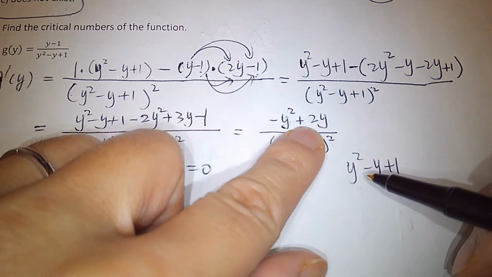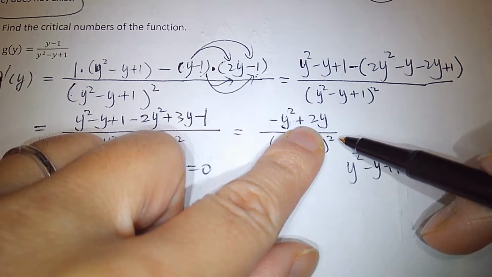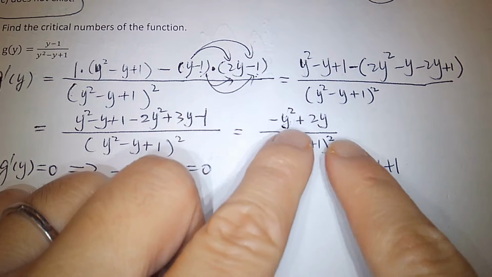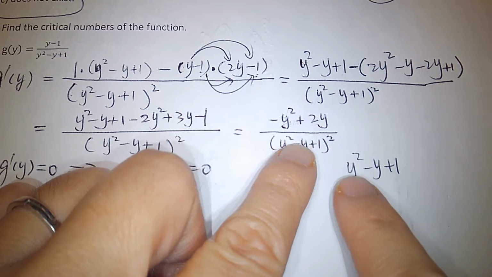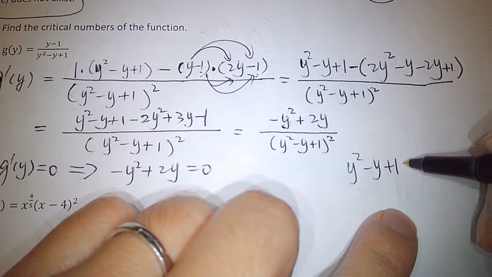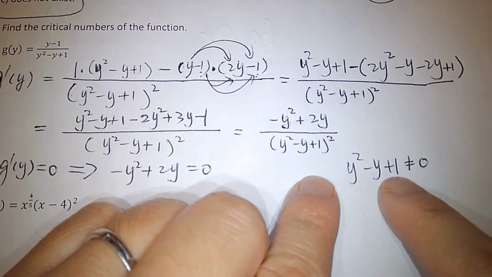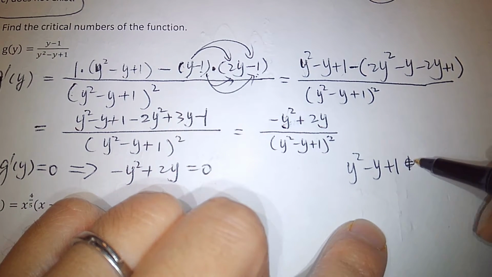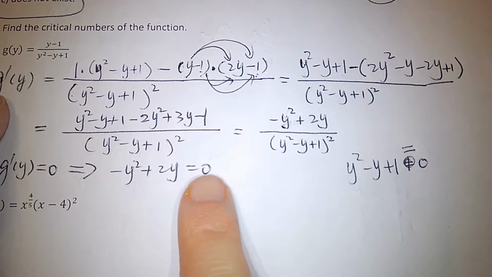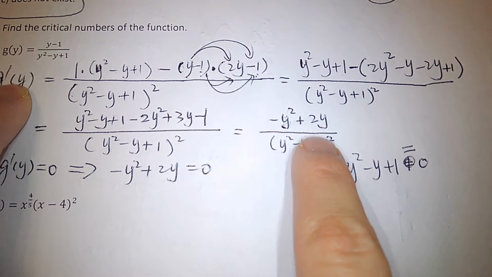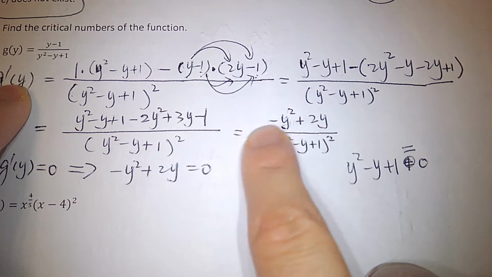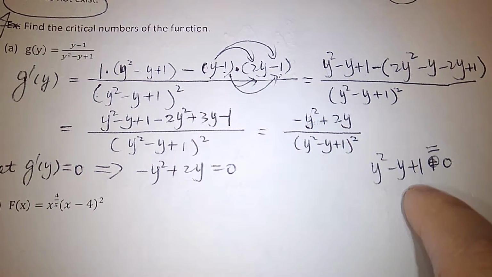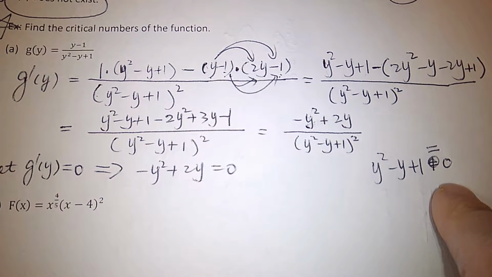So, we know that a square is always going to be positive or 0. So, we don't have to worry about it becoming negative, right? Well, if y squared minus y plus 1 does not equal 0, no matter whether it is positive or negative, the square must be positive, right? But we want g prime of y to not exist. That means the denominator has to be 0. Can we find such a y that will make y squared minus y plus 1 equal 0?